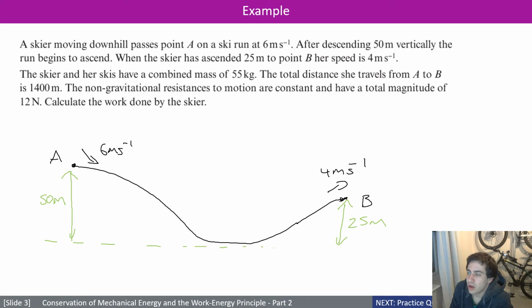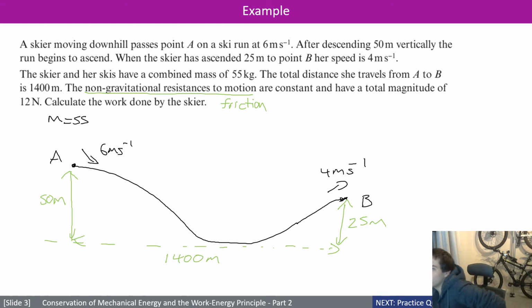Okay. The skier and the skis have a combined mass of 55 kilograms, m equals 55. The total distance he travels from A to B is 1400 meters. Let's note that. 1400 meters. The non-gravitational resistances to motion, in other words, friction, are constant and have a total magnitude of 12 newtons. Calculate the work done by the skier.